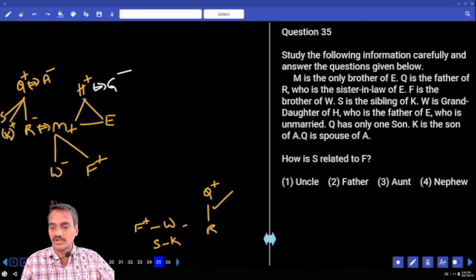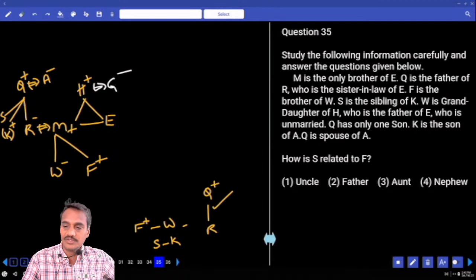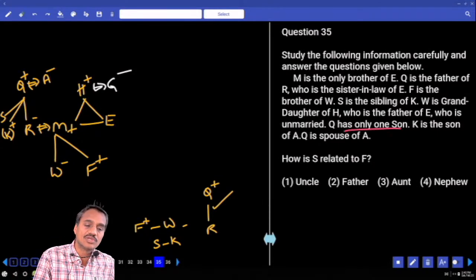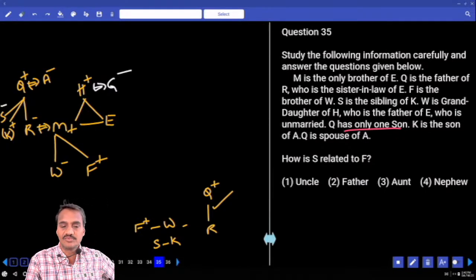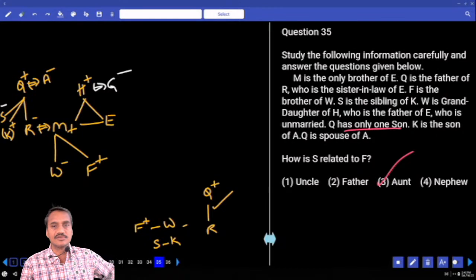Then finally 35, how is S related to F? Now Q has only one son, that is K, so the remaining S must be female. Since S is a female, how is S related to F? F's mother's sister. Mother's sister is aunt, choice 3, question number 35.